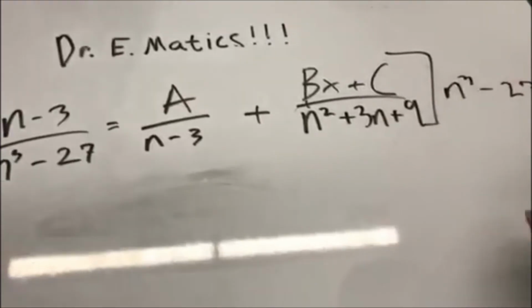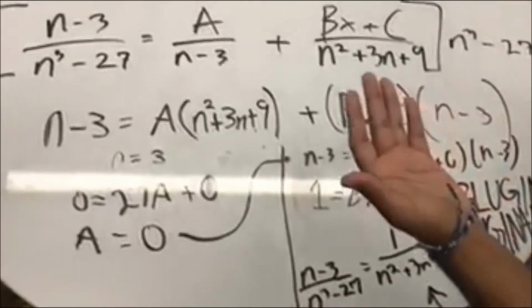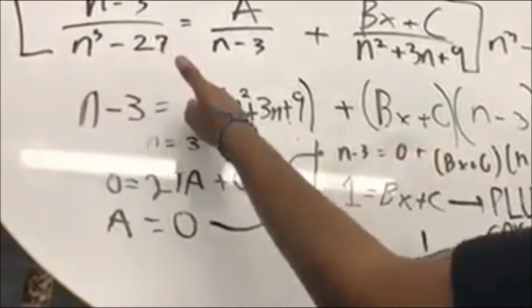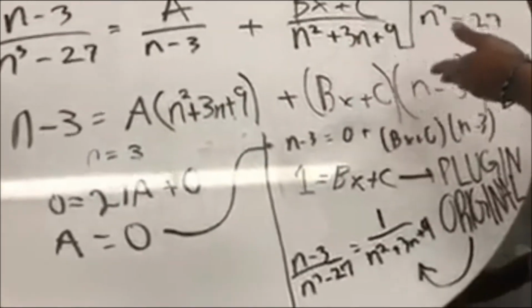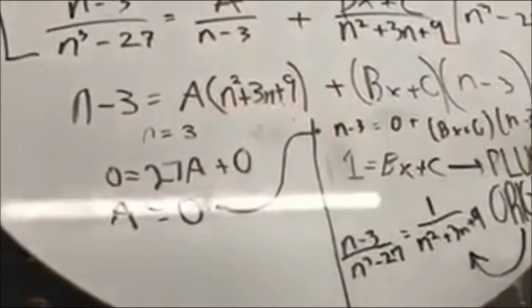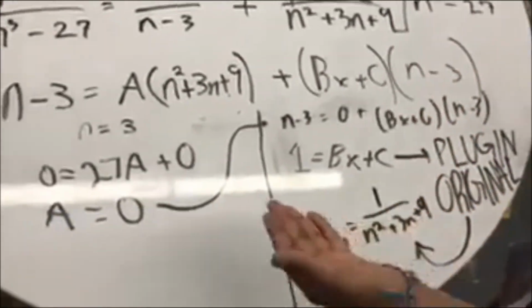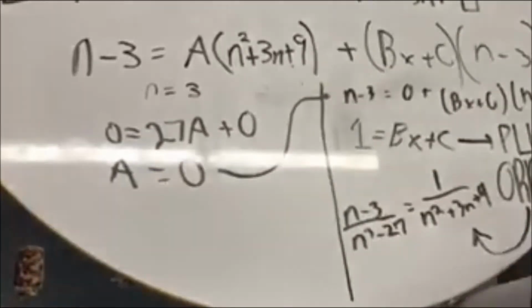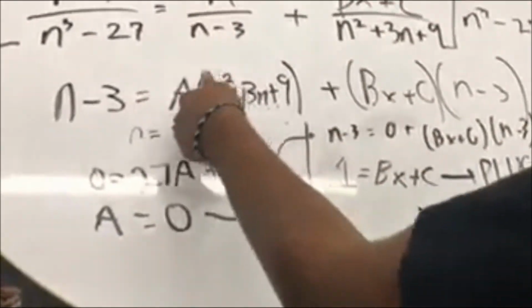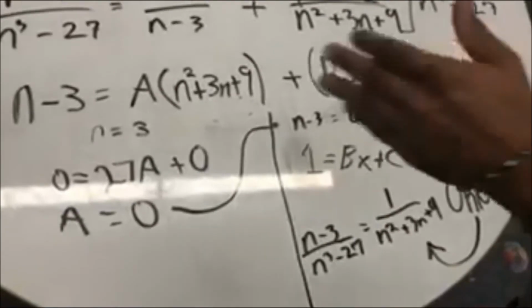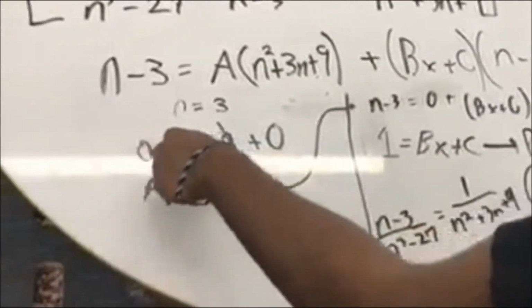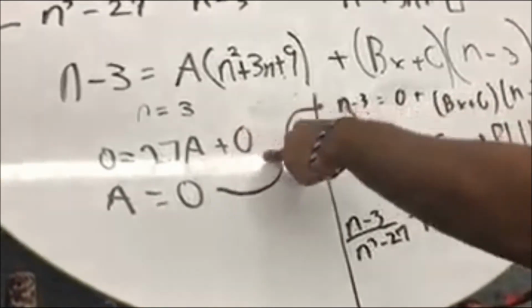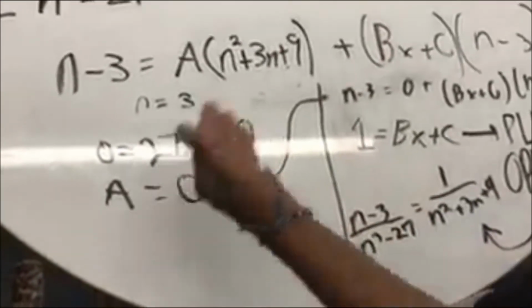After a complex set of computations, continuing on with the problem, n minus 3 is equal to A times (n squared plus 3n plus 9) plus (Bn plus C) times (n minus 3). Now what we have to do then is separate this into component parts, no? So let us have n equal to 3. When we plug n equal to 3 into this top equation, 0 equals 27A plus 0. Okay, so then we arrive at A is equal to 0.